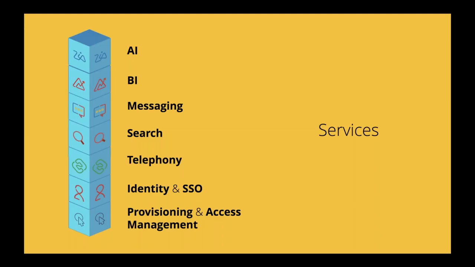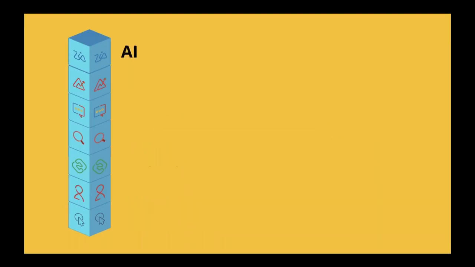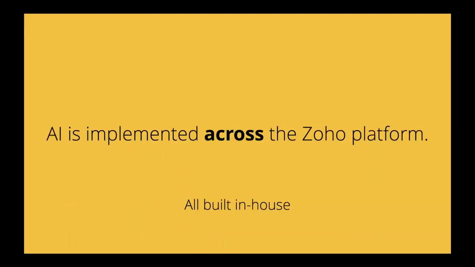offering that it has. So AI, business intelligence, messaging, search, telephony, identity and SSO, provisioning and access management. The last two are more on the administrative side, but we'll quickly go over some of these. So let's start with AI.